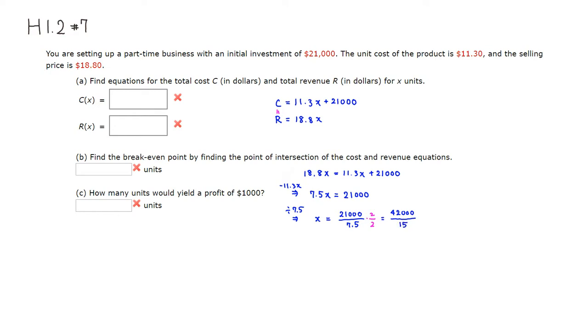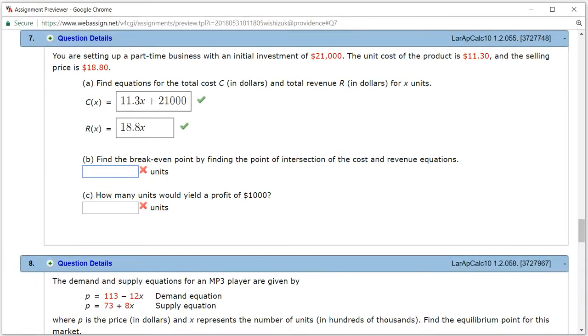15 is a multiple of 3, so I'm going to divide through by 3. 42,000 divided by 3 is 14,000, and 15 divided by 3 is 5. Then we can divide 14,000 by 5, which gives us 2,800. So let's type it in. We're going to get 2,800.